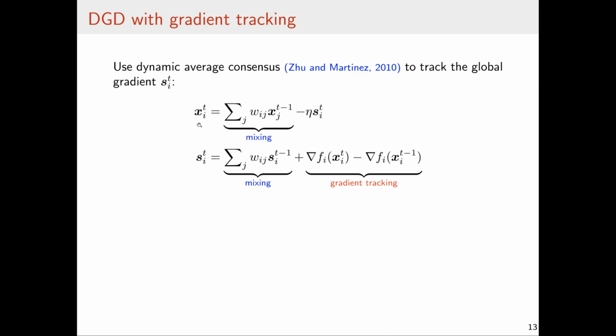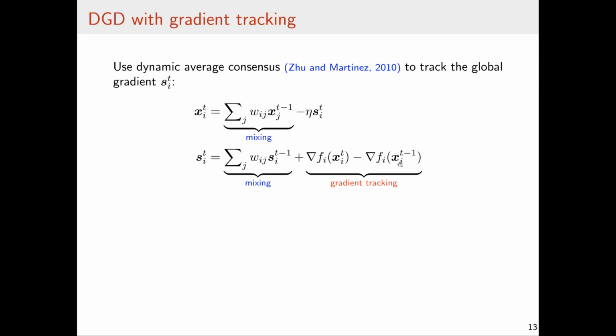So for example, if you look at the way we're updating the local parameter, instead of updating along the direction of the local gradient, now we are updating along the direction of some estimate of the global gradient, S_i^t. And this S_i^t is essentially constructed using this dynamic average consensus tool, where besides mixing the information from the neighbors, we will also include the so-called gradient tracking term that looks at the difference of the local gradient at two consecutive parameter updates.